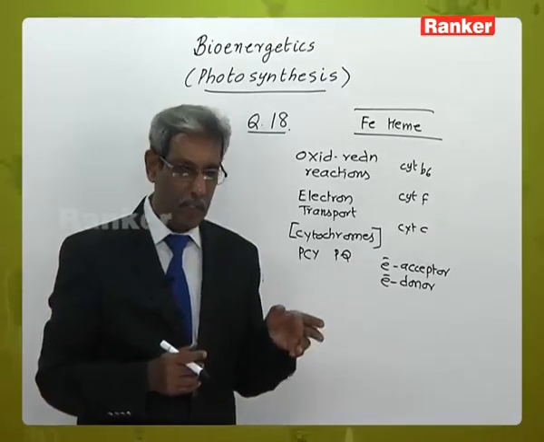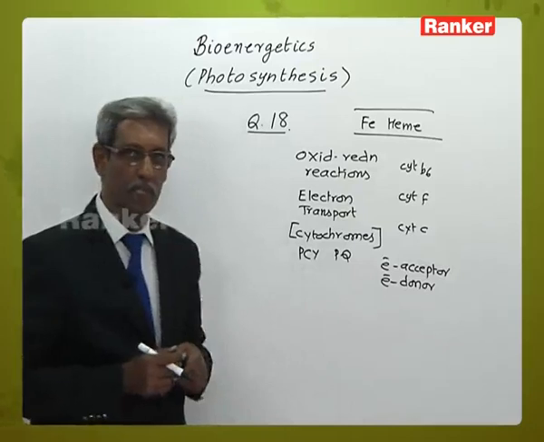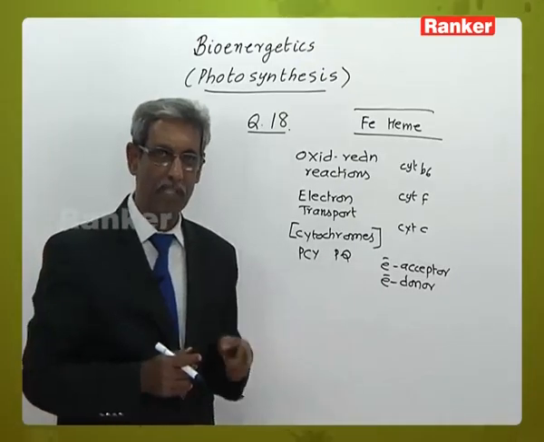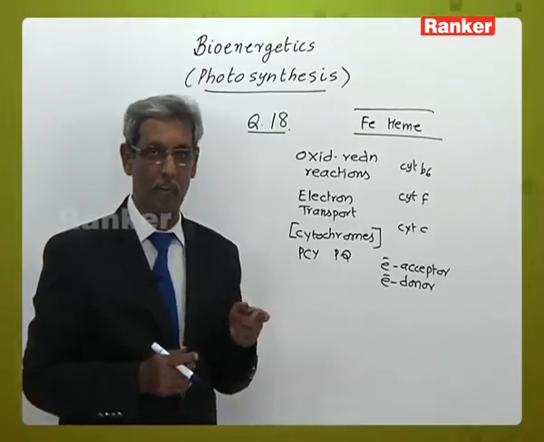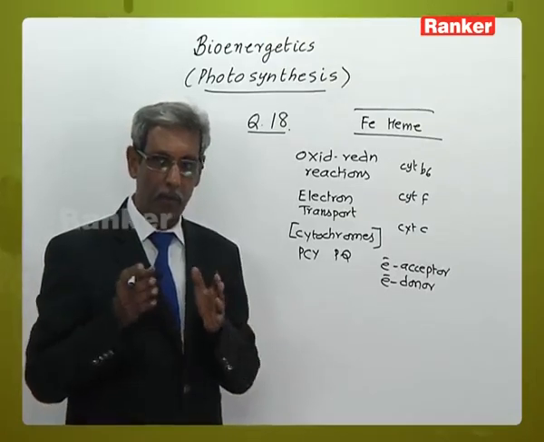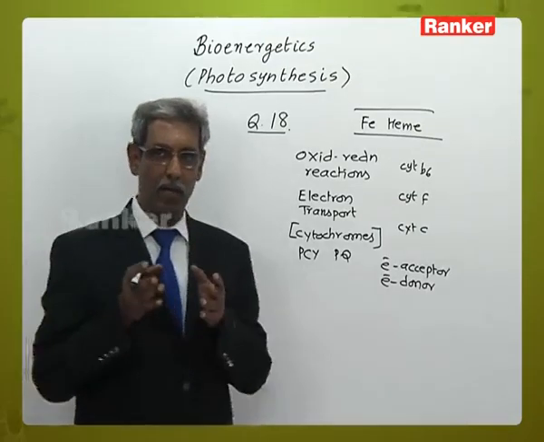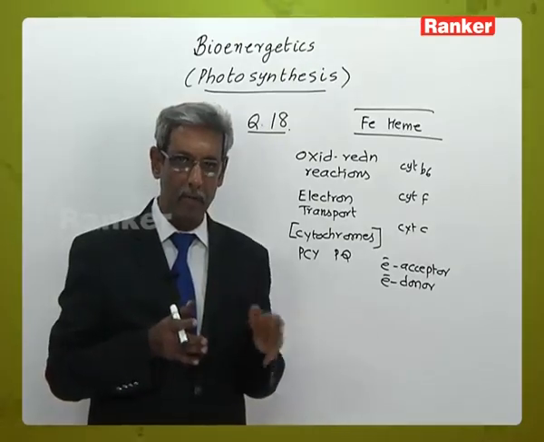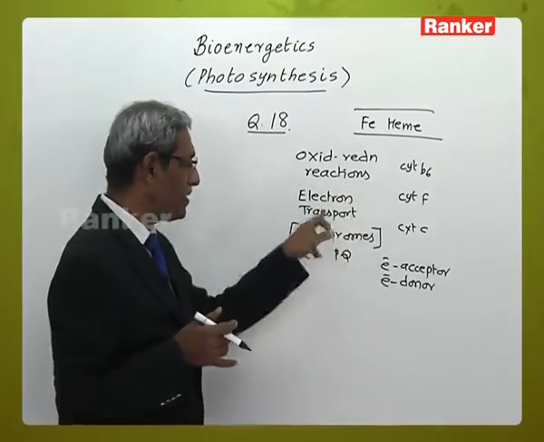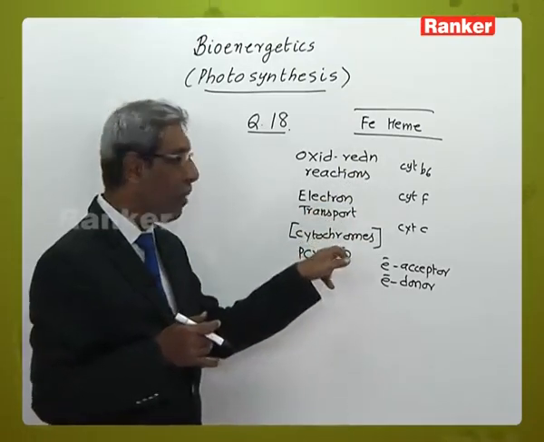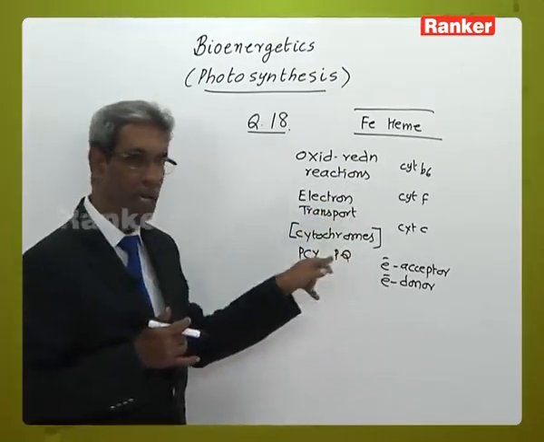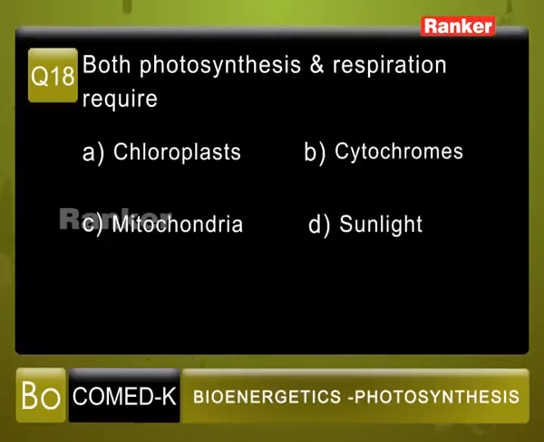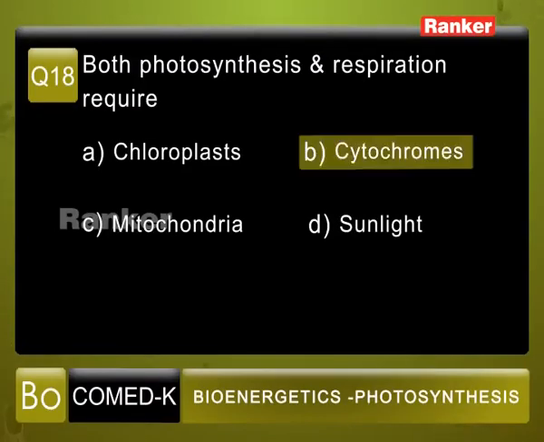Whereas, in the light reactions of photosynthesis, we have the electron transport system which links cyclic and non-cyclic photophosphorylation. So, in both cyclic and non-cyclic photophosphorylation as well as terminal oxidation, there is the involvement of cytochromes. So, cytochrome is a common point between photosynthesis and respiration. Hence, the right answer is cytochromes, that is, answer is B.